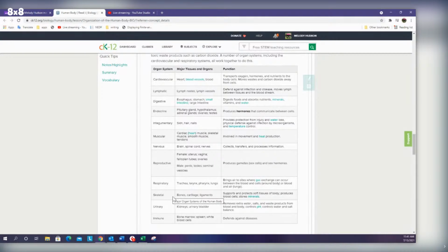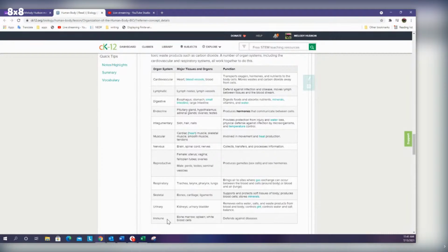Then we have our skeletal system: bones, cartilage, ligaments protect soft tissues of the body, produce blood cells, store minerals. Very important. Then our urinary, which is our bladder and our kidneys. They remove extra water, salts, and waste products from the blood in the body. They control the acid balance of the body. They control the water and salt balance. And water and salt balance is very important, because if it's off, you can have a heart attack.